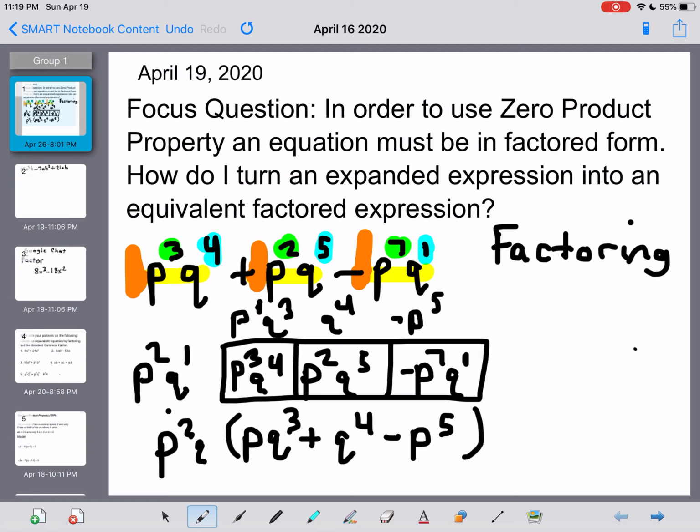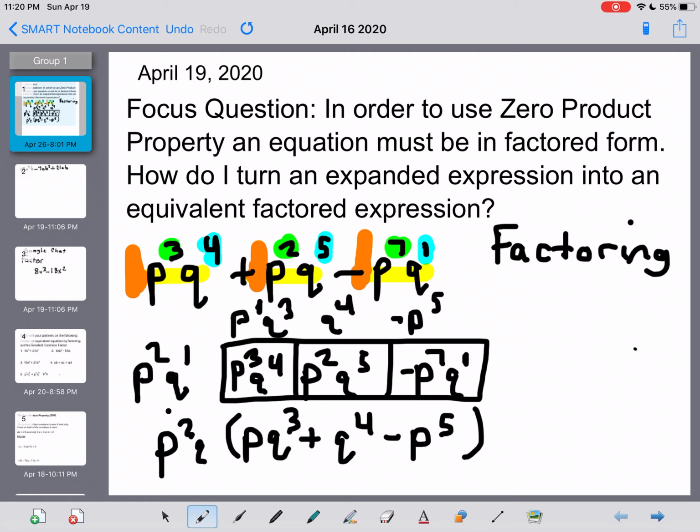All right, so once again, I take my original expression, which is in expanded form, and I factor out p squared q. Then I'm going to have p squared q times the quantity of pq to the third power plus q to the fourth power minus p to the fifth power.